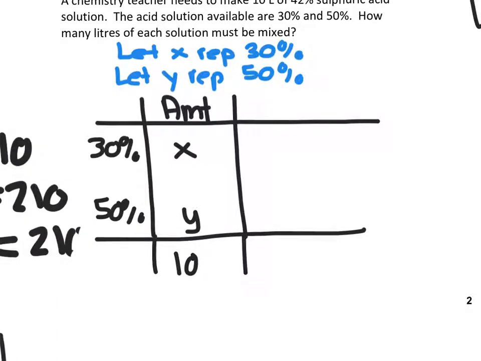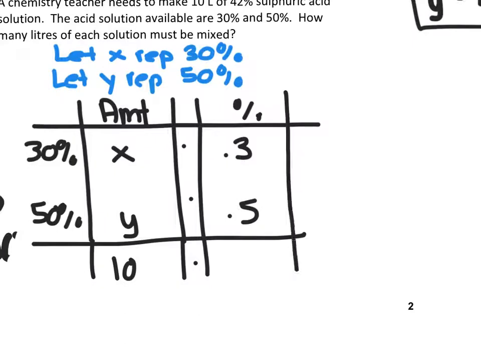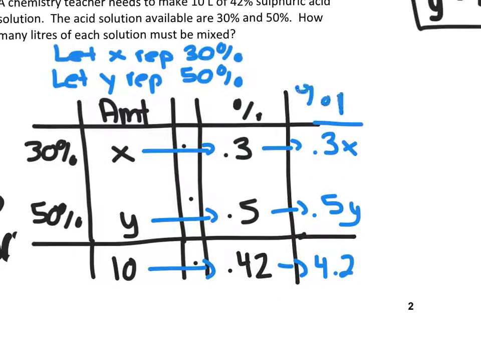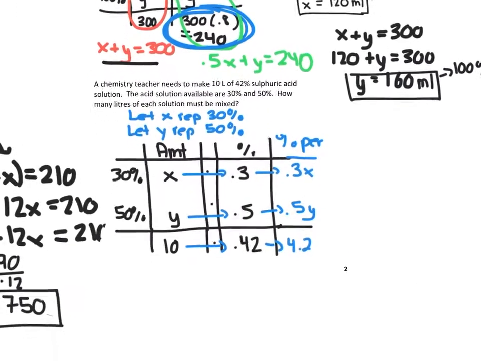But now we have to look at their proportions. So I'm just going to show you even a longer version of how it works. We know the percentages are 0.3 and 0.5 here, and we know that in the end we want 0.42. You can multiply straight across to solve. So that gives us 0.3x, 0.5y, and then 10 times 0.42, which gives us 4.2. And this is where we found the percent per. So that's just another way to look at this chart if you want to.